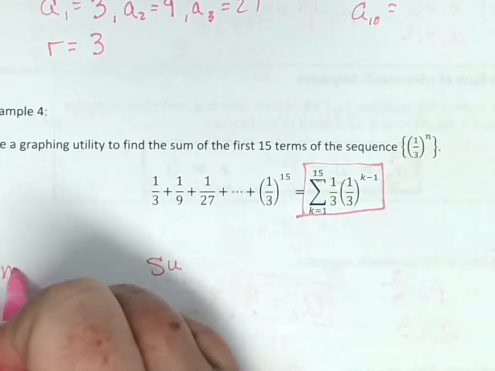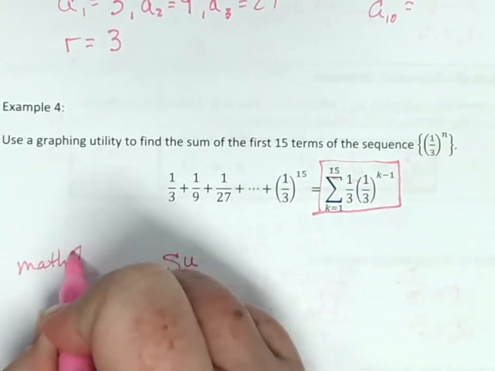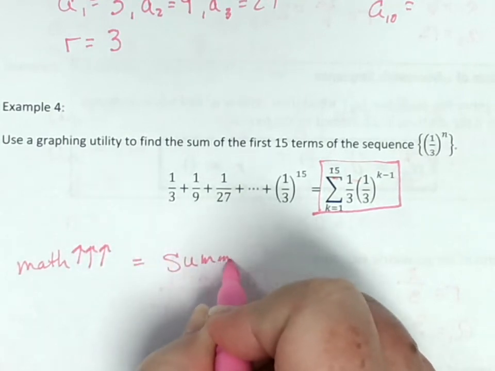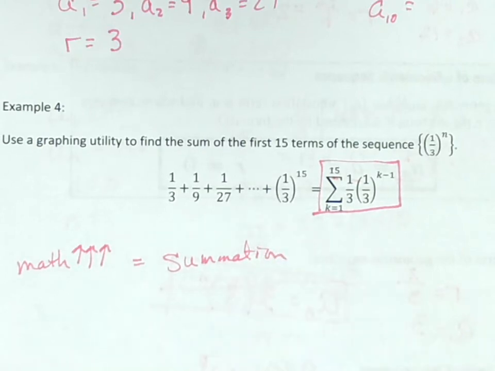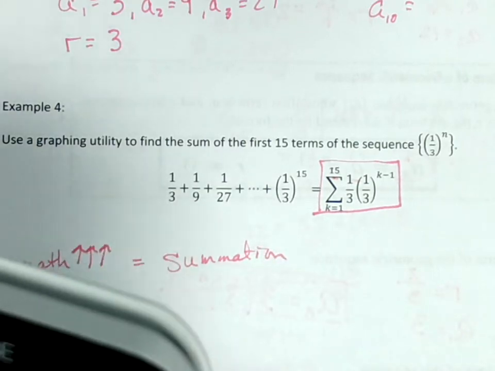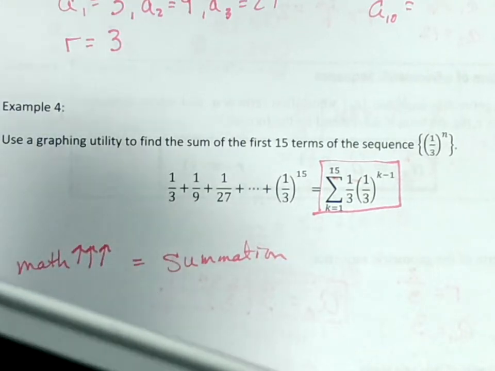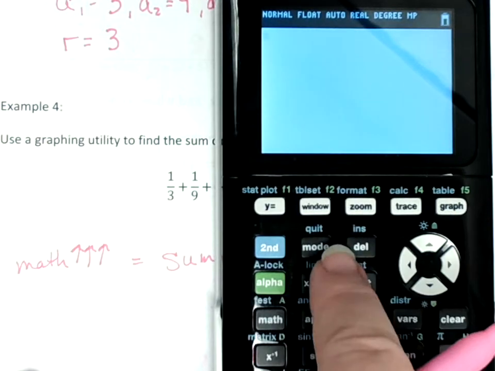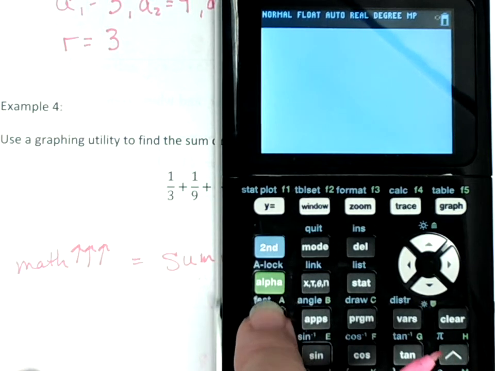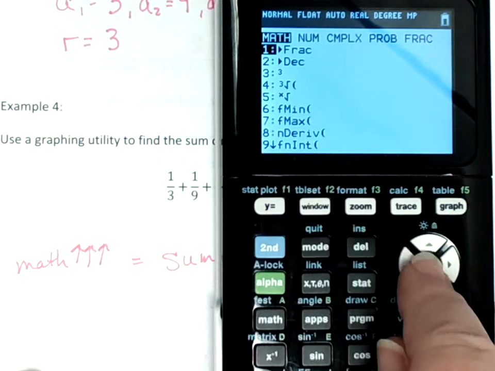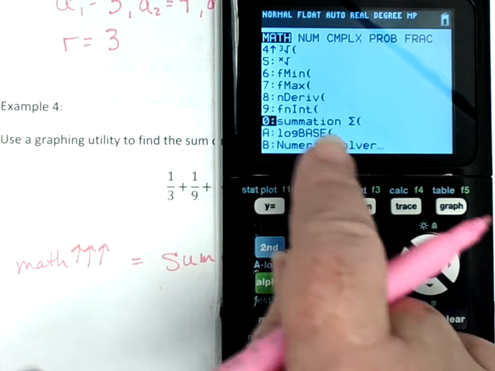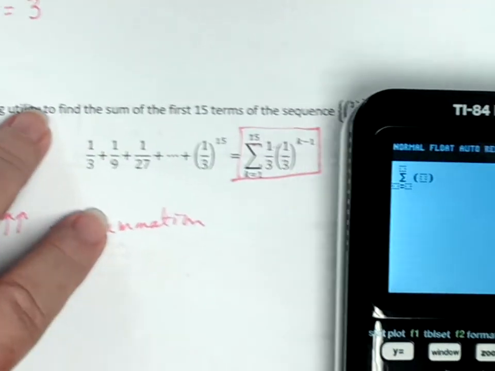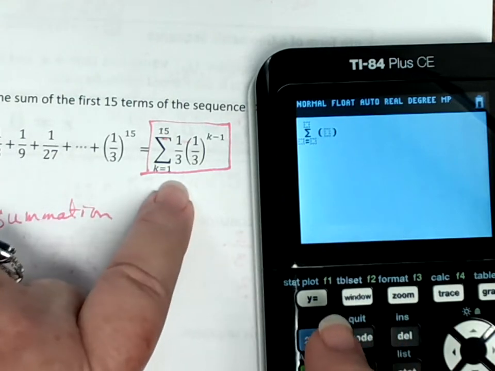to Math, and you're going to arrow up 3 times, and you're going to see something called summation. Okay, and that's what we're going to use. So let me turn on my calculator and show you what I'm talking about. Right here on the blank screen, I hit the math button. I'm going to hit the up arrow 3 times. You see right there, summation. And when I push enter, it gives me what looks like right there.